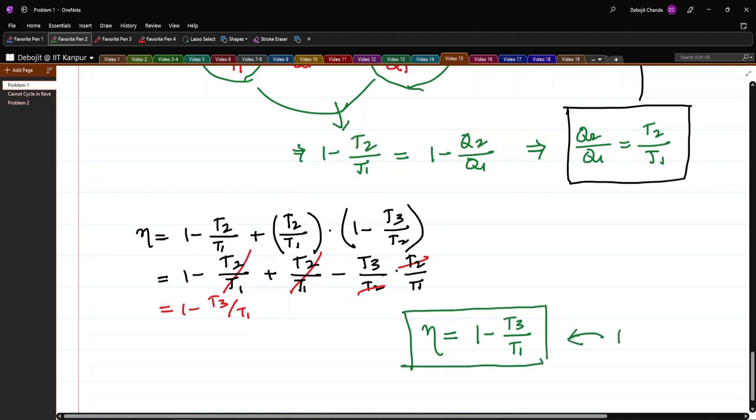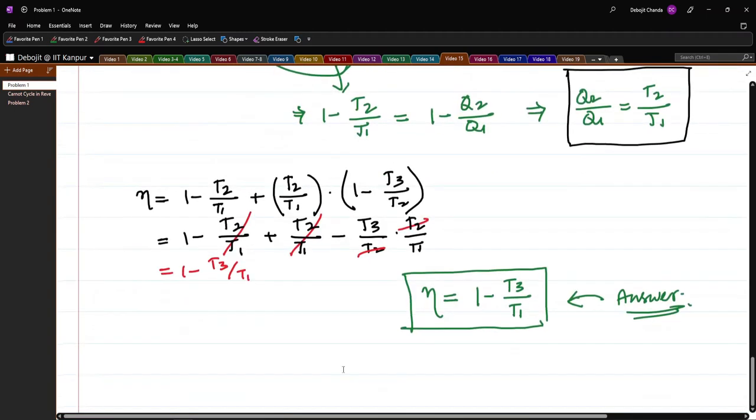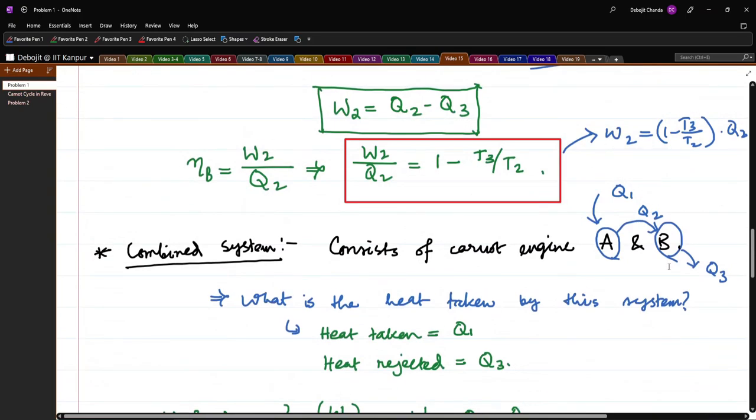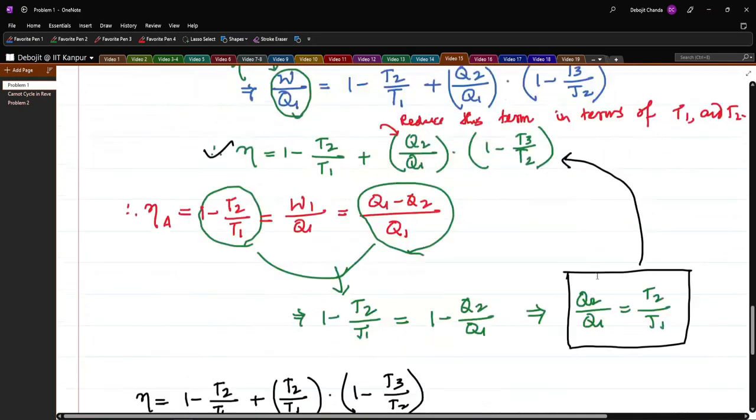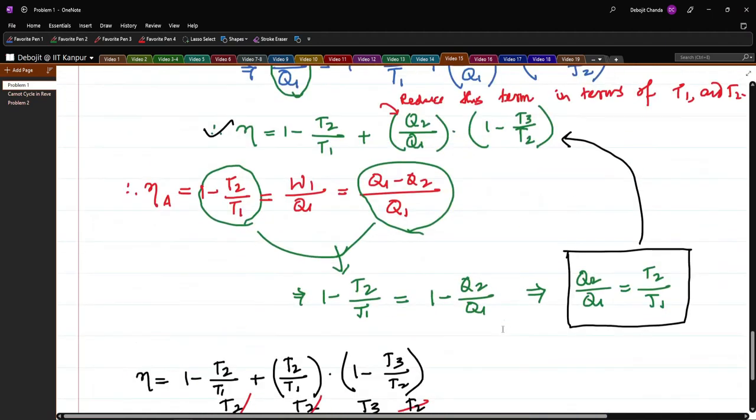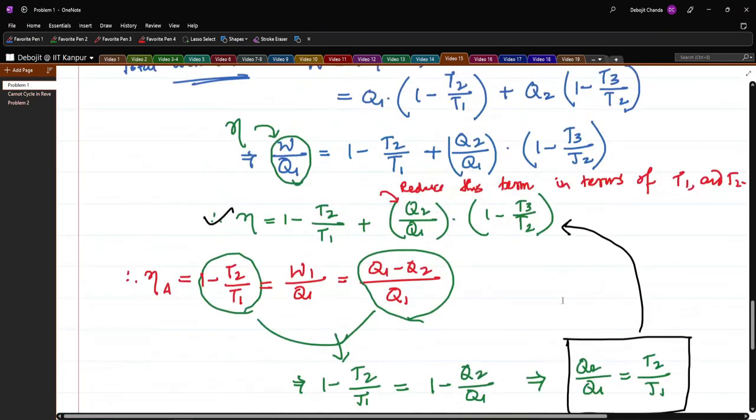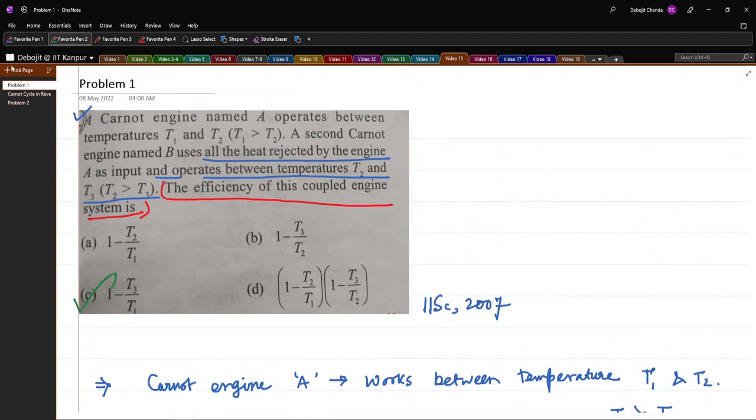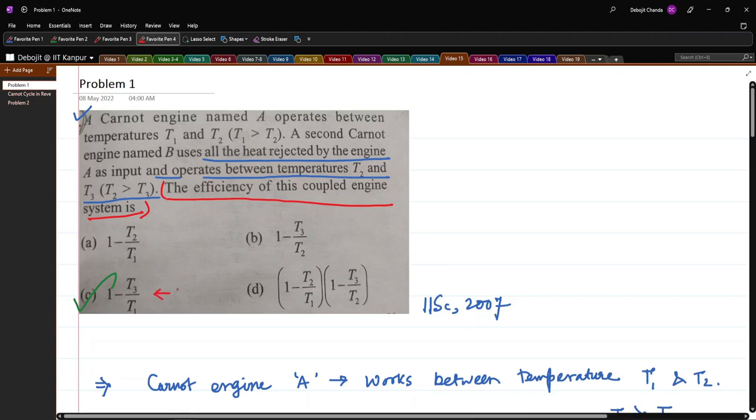So this is our answer. And if you look into the system here, this is like another Carnot engine operating between temperature T1 and T3. So this combined system of A and B is working between temperature T1 and T3, and the efficiency formula is just indicating that. Okay, so let us go back to the problem and see the options. We can see here that option C is the one which matches our answer. So this is the correct answer.